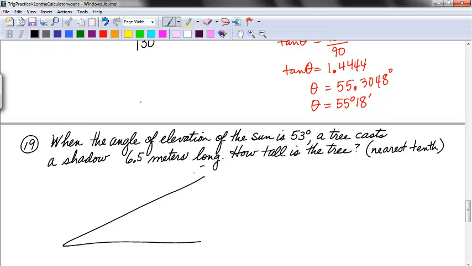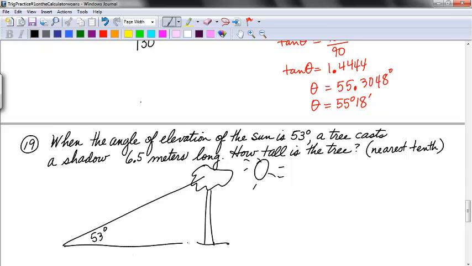Here's our tree. This is the 53 degrees. The sun would be out over here somewhere. Here's our shadow, 6.5 meters long. How tall is the tree? So we're really figuring this x. Same idea, and they want it to the nearest tenth.